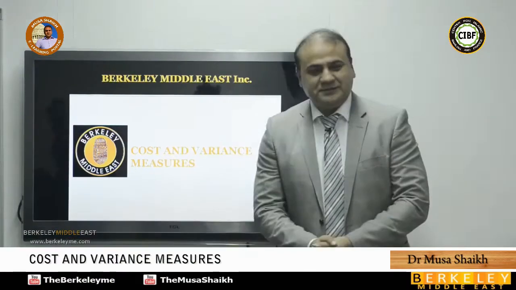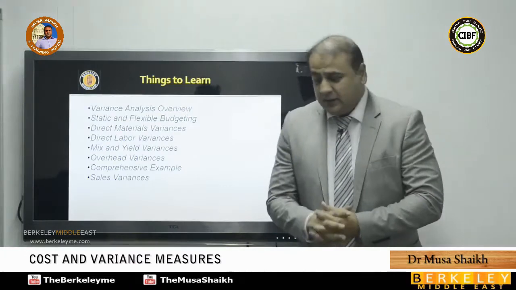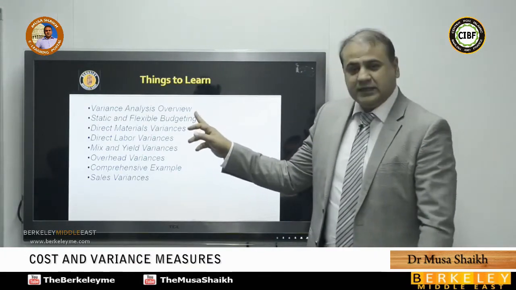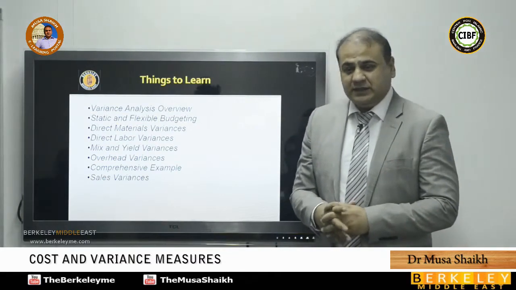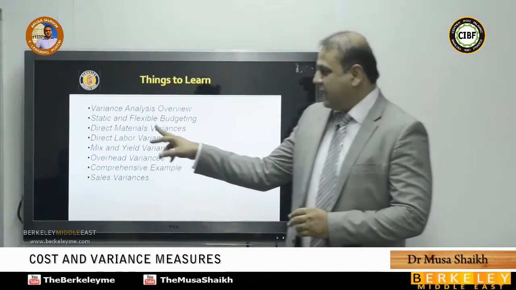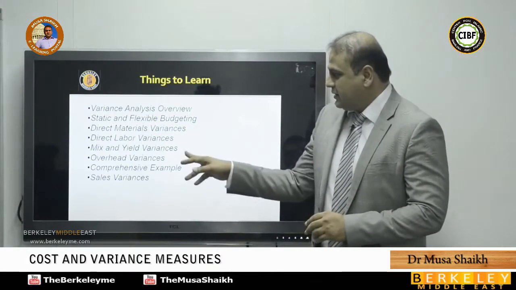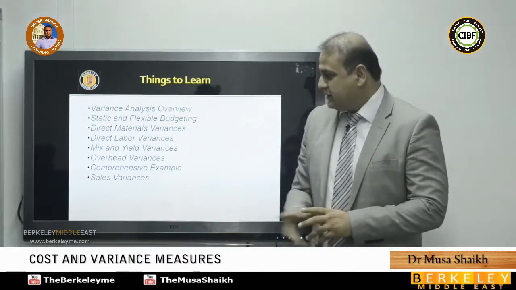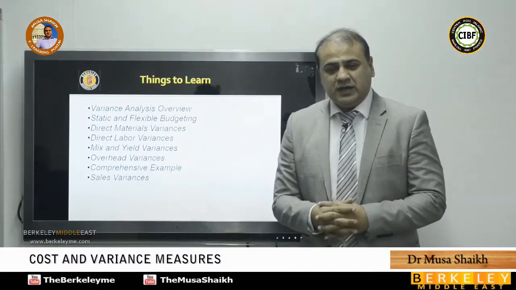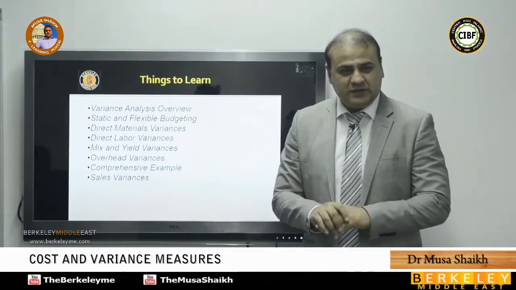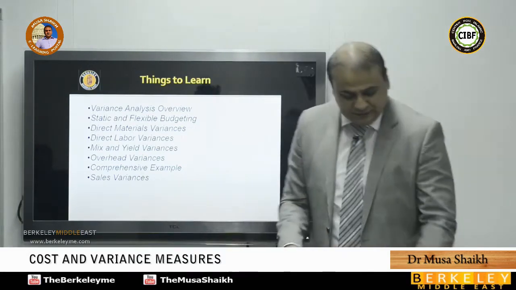We'll start our discussion: cost and variance measures. Broadly, we'll discuss what a variance analysis is, what static and flexible budgeting are, and how we flex direct material variance, direct labor variance, mix and yield variances, and overhead variance. We'll do a comprehensive example in the last part of our discussion to know that we have grasped the topics, and at the end we will discuss the sales variances.